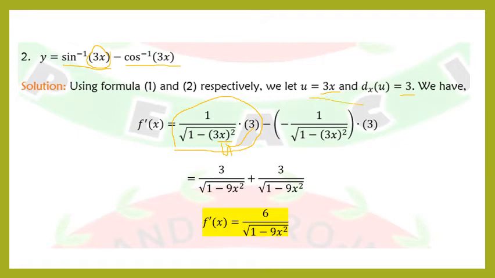And then sa second term, eto din yung derivative niya. Negative of 1 over the square root of 1. Okay, given na yung 1 na yan. Given na din yung 1 na yan. Minus, yung 3x na yan is yan yung u natin. And then times, yung derivative ng u natin, ang derivative ni 3x is equal to 3. So, simplify natin. 1 times 3 is 3 over the square root of 3x quantity squared is 9x squared. Okay, negative times negative 1 is positive 1 times 3 magiging 3 over the square root of 1 minus 9x squared.